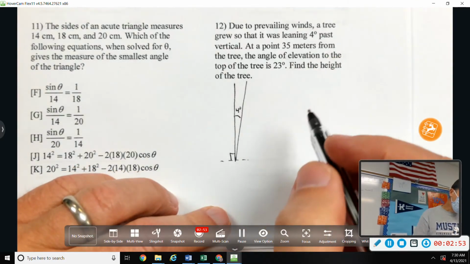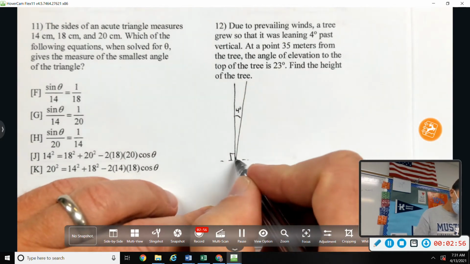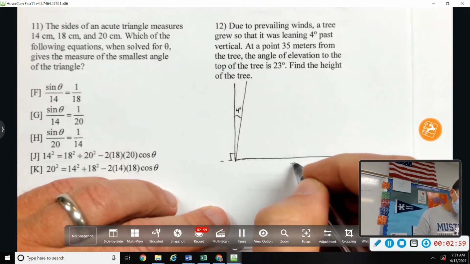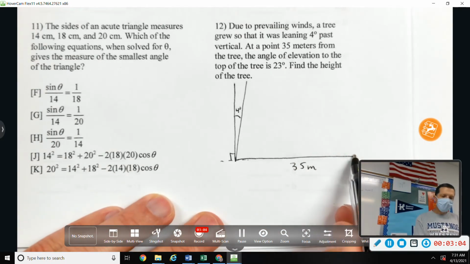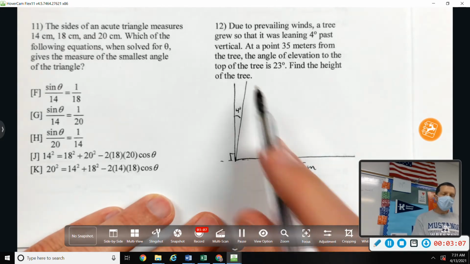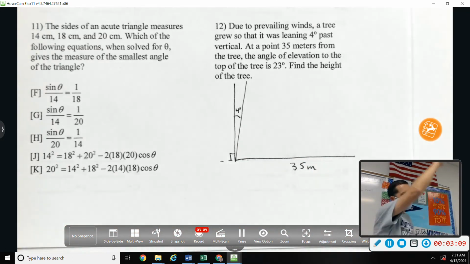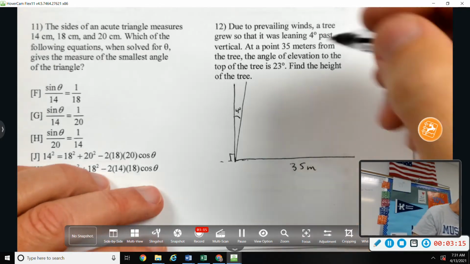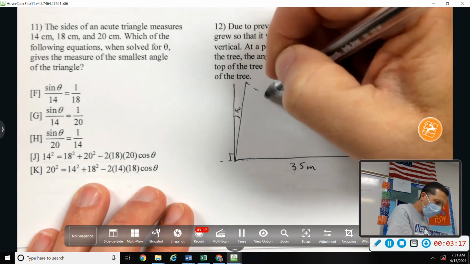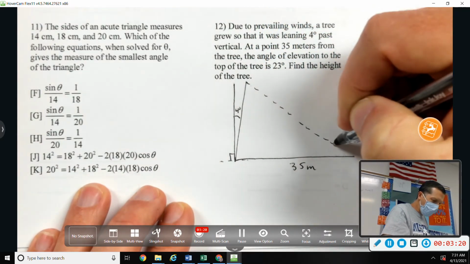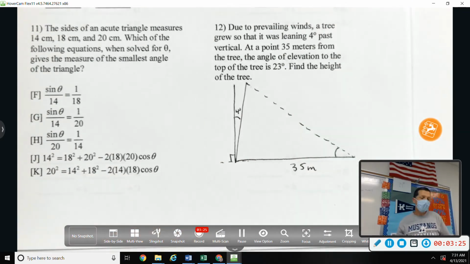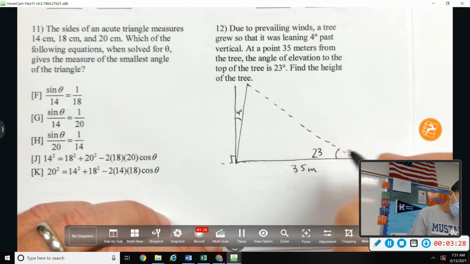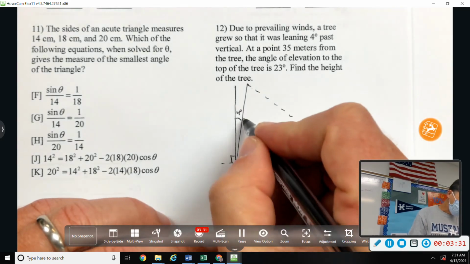So 35 meters from the tree. The angle of elevation, that's if you're standing over here and you look up at the top of the tree, the angle that your eyes have to look through, that's the angle that your eyes elevated. Your eyes looked up. That's the angle of elevation that they're talking about. So we're looking for that angle right there. No, that angle is 23. We want to know the height of the tree.